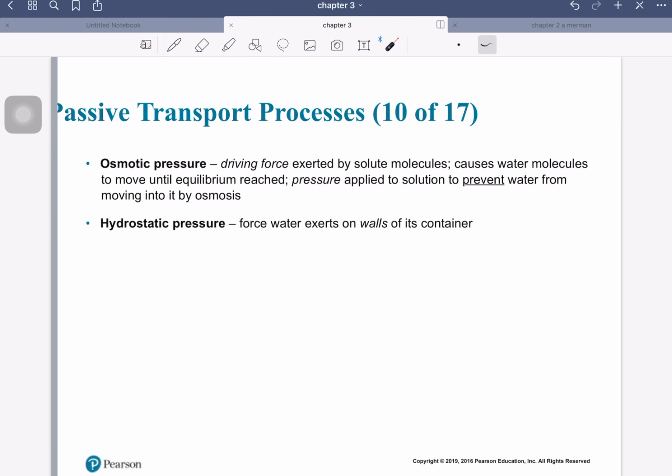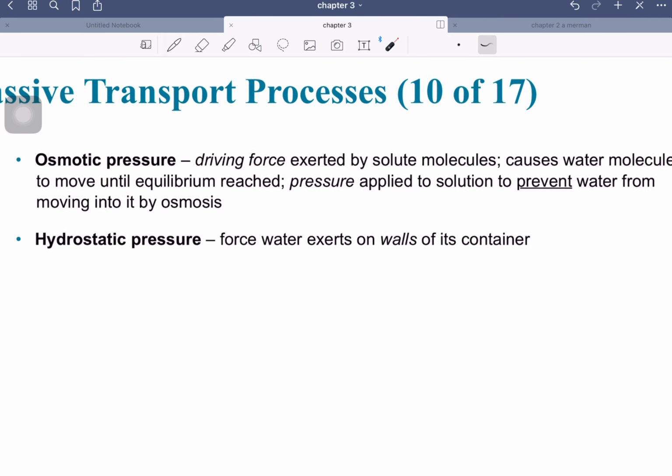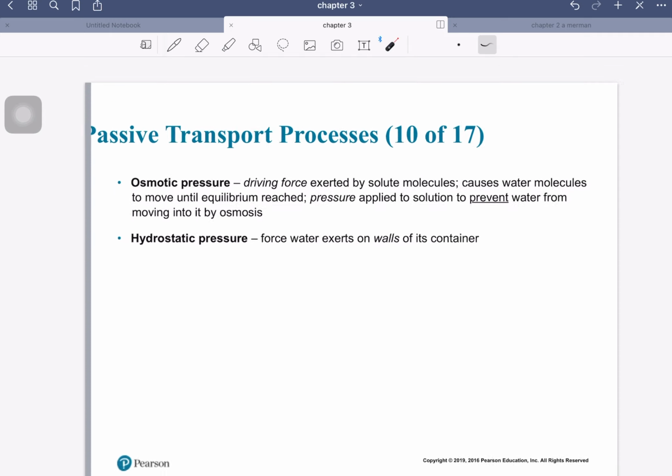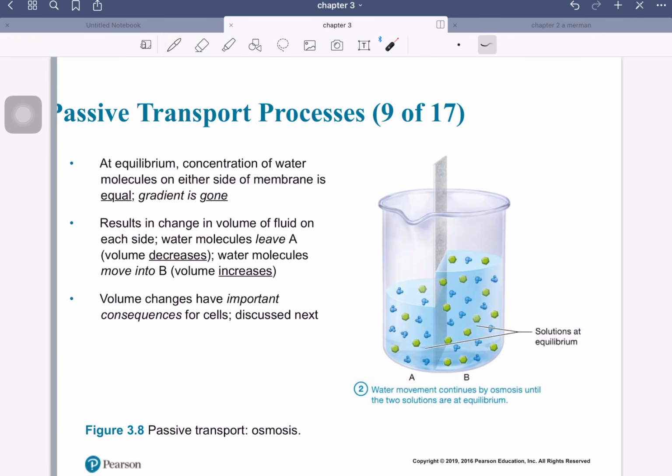Now, here's two phrases that are very important. Osmotic pressure. This is the actual driving force that's exerted by the solute molecules and causing water molecules to move until equilibrium is reached. Okay. And at that point, pressure is applied to the solution to prevent water from moving into it by osmosis. So let's go back here to this diagram.